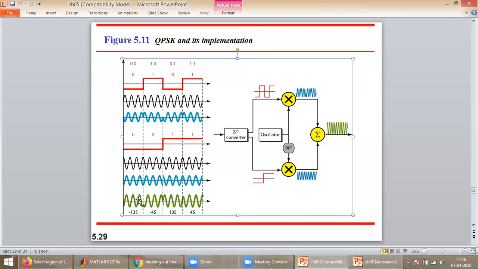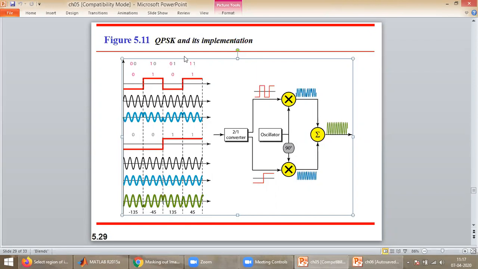Final analog signal. So this one is done by what? The summation, adding. We need to add this signal with this signal. If you add this signal with this signal, we will get this signal. Here the phase values are minus 135, minus 45, 135, 45. The phase values vary. Now we will see the hardware representation for quadrature phase shift keying method.